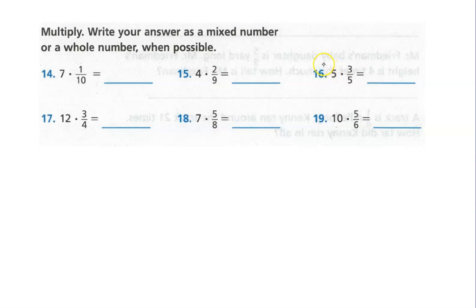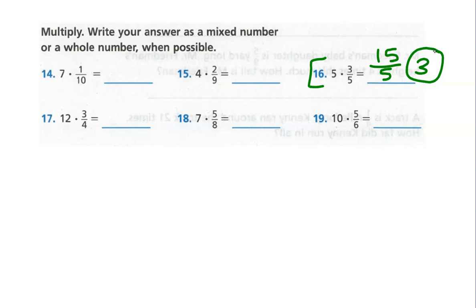I'm going to jump over here to number 16. I don't know why. And my job is to multiply. So remember, when you're multiplying, your fractional part is going to stay the same. I'm going to have fifths no matter what. And then 5 times 3 would equal 15. So I now have 15 fifths, which is just a division problem. 5 will go into 15 exactly 3 times. So pause, solve the rest.